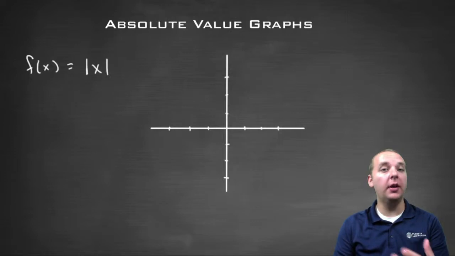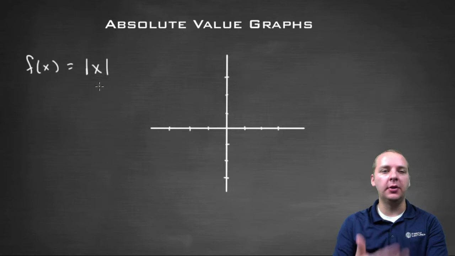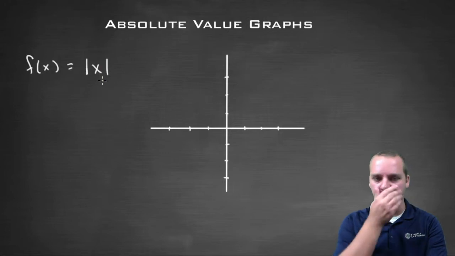Up to this point, we're pretty comfortable dealing with absolute value functions. We know how to evaluate an absolute value. We know what absolute values mean. We understand that it means the distance of the number away from zero. So these will typically be positive values. They can't be negative because distance can't be negative.